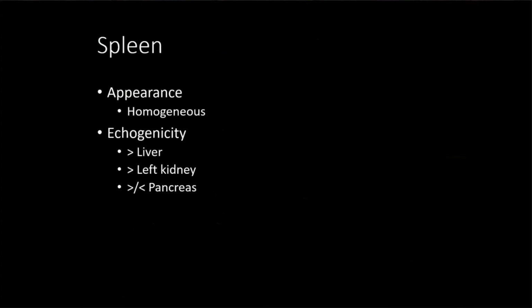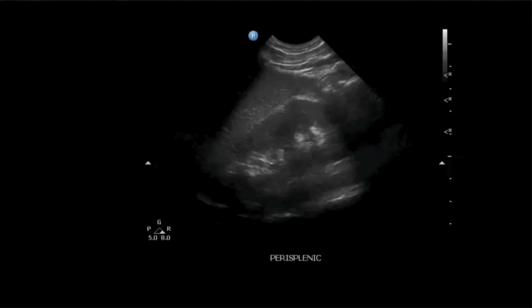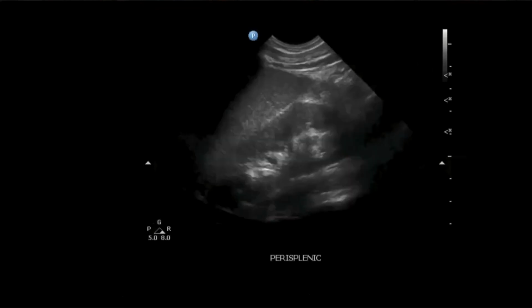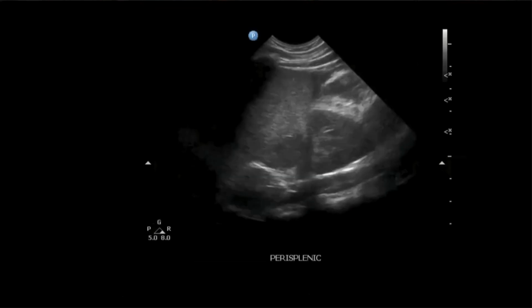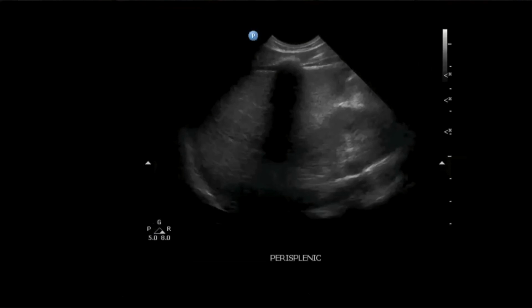So the spleen, homogeneous, echogenicity, it's greater than the liver, greater than the kidney, and about the same as the pancreas. And it's shaped like a nice crescent. How big should it be? I mean, when you look at this spleen, what do you think? Is that normal or is that kind of big?